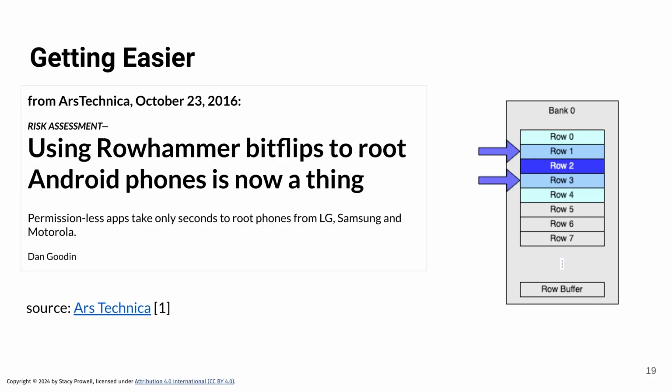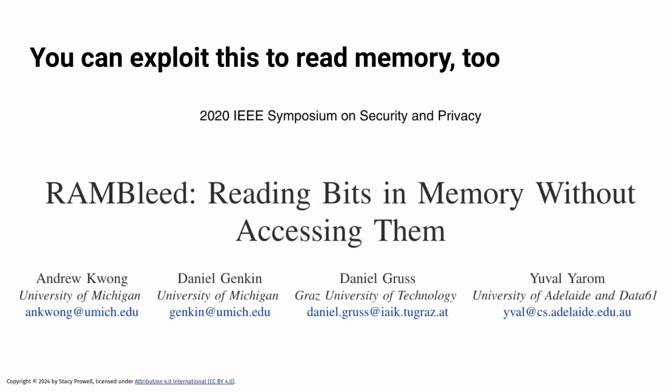In this case, it's being done on Android phones. Permissionless apps take only a second to root phones from LG, Samsung, and Motorola. You can go read about that on Ars Technica. And this is from a few years ago, 2016. What's happened since then? Well, in 2020, RAMBleed.